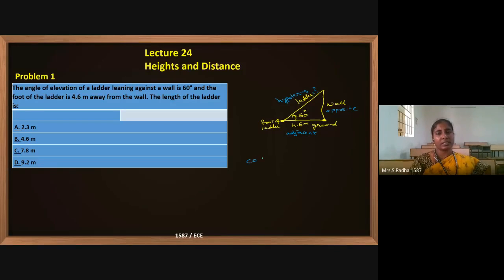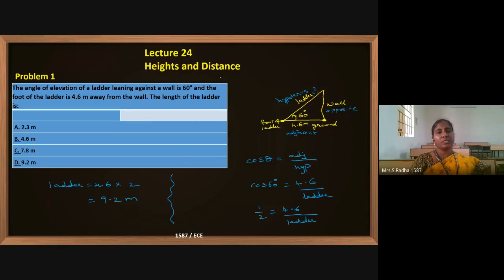If you make cos theta, it is nothing but adjacent side divided by hypotenuse. Here cos 60 degrees. Adjacent side is 4.6. Hypotenuse we have to find. Hypotenuse is nothing but the length of the ladder. And cos 60 is nothing but half, which is 4.6 divided by the length of the ladder. One equation, one unknown variable. You cross multiply, it is 4.6 into 2, which is 9.2 units or meters.